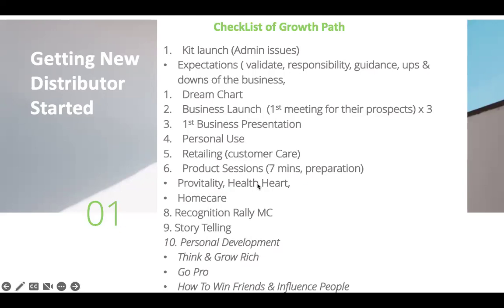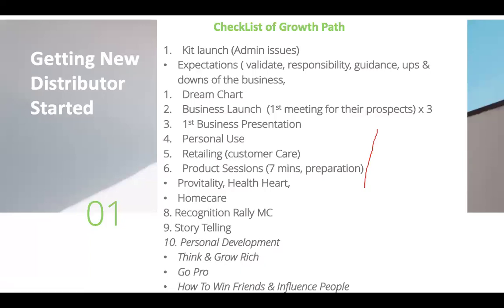Program, home care products. Then recognitions, they need to be at least an MC in a recognition rally once in a while. Then teach them to do storytelling, that is how to tell their story. It takes 4 minutes. That's what the business is. And then personal development. Read good books. There are excellent books recommended in our business.